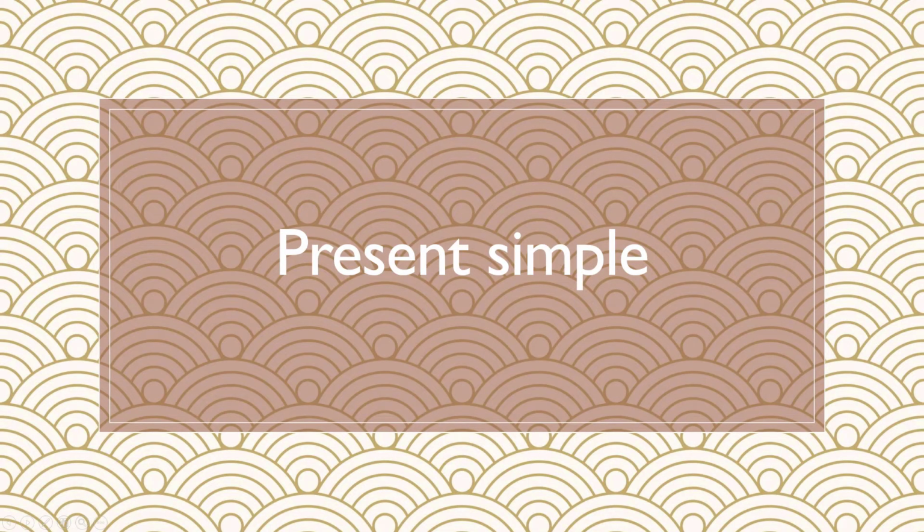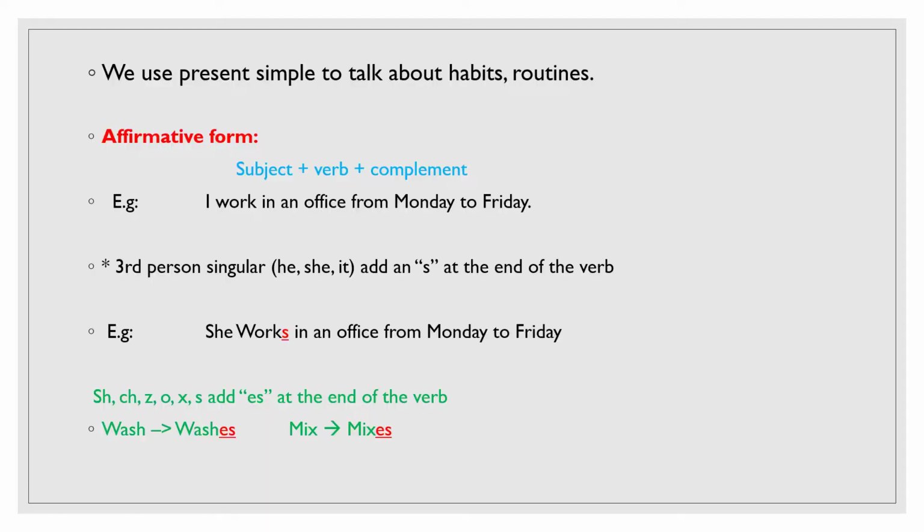We're going to start the lesson in a different way this time because I'm going to explain the use of present simple first. You have to take some notes during the presentation, so pay attention. We're going to use present simple to talk about habits and routines. And this time you're going to learn how to say and write sentences in affirmative, negative and interrogative form. Let's start with affirmative form.